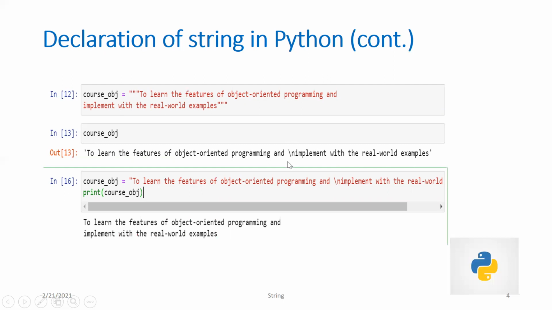What if we do not want to see it like this? If I want to eliminate this new line, and also consider a new line here, but do not want to see this new line, then how can I do that? I can do that using slash n. Slash n is very familiar to you because you have already seen this new line in the C language.